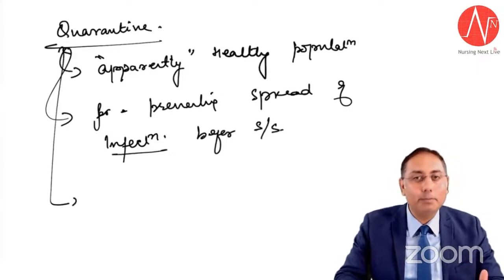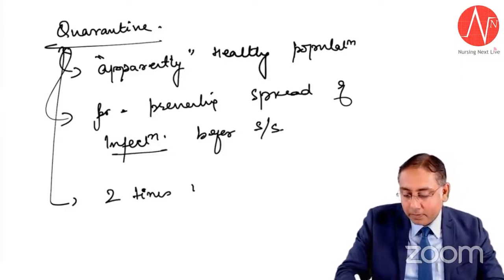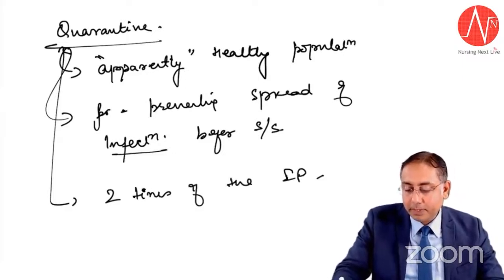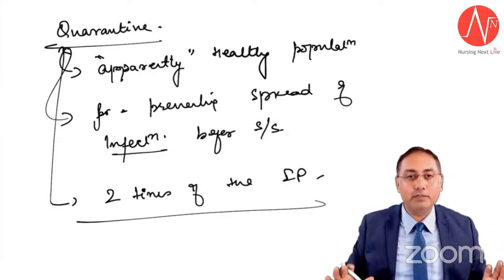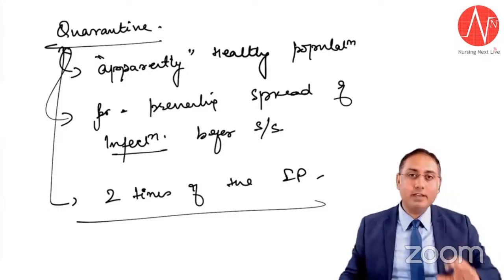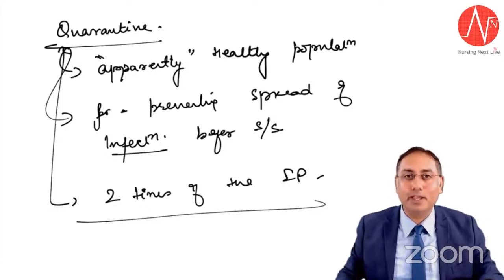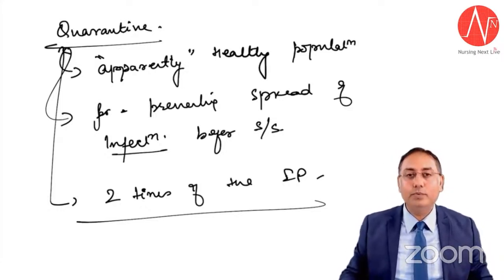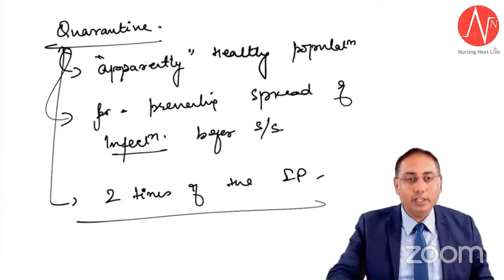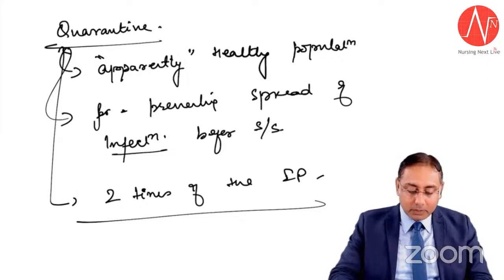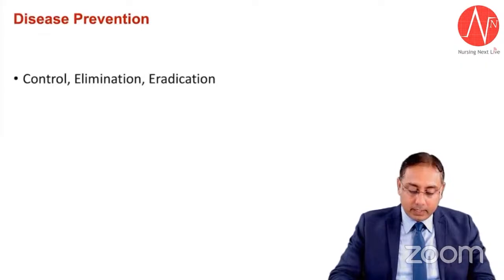So quarantine is done for how much time? Quarantine is usually done for 2 times the incubation period. Take the median incubation period, double it, and that is how long the quarantine has to be done, because you're playing safe. You don't want people to get infected. Of course, quarantine is also done for all communicable diseases. So roughly, quarantine is for at most double the time of the incubation period. So that's about quarantine and about isolation.